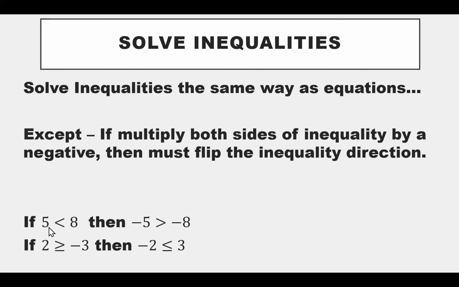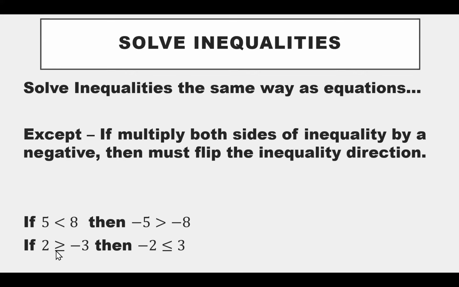the following. If we have something like 5 is less than 8, 5 is clearly smaller than 8. If I were to multiply both sides by a negative, I would then be comparing -5 to -8. And on a number line, -5 is greater than -8 because -5 is to the right of -8 on a number line.